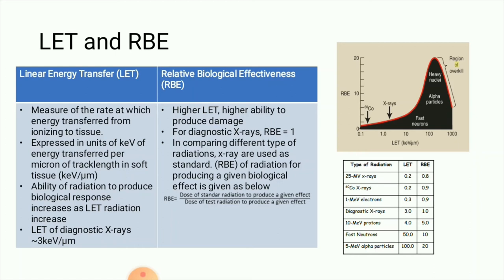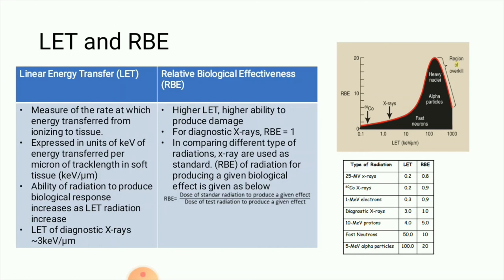Okay, RBE stands for relative biological effectiveness. For RBE, the higher the LET, the higher the ability to produce damage. For diagnostic X-ray, RBE is equal to 1. Okay, when comparing different types of radiation, X-ray is used as a standard. The RBE of radiation for producing a given biological effect is given as below. The equation is RBE equals the dose of standard radiation to produce a given effect, where the standard radiation is equivalent to 250 keV X-ray, divided by the dose of test radiation to produce the same effect.